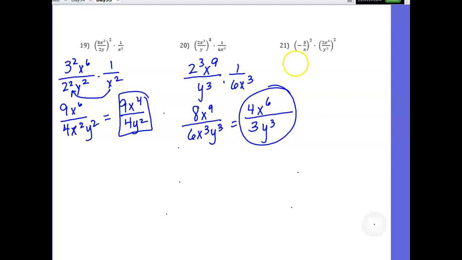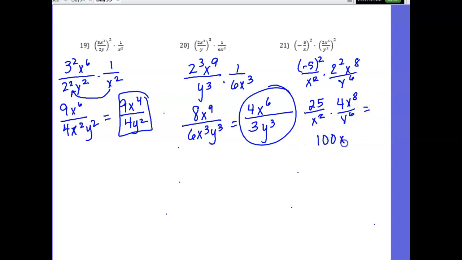And finally, number 21, we have negative 5 squared divided by x squared times 2 squared, and that would be x to the 8th divided by y to the 6th. So we'll evaluate the negative 5 squared and get 25 over x squared times 4 x to the 8th divided by y to the 6th. We go straight across, we get 100 x to the 8th divided by x squared y to the 6th, and then final step, we divide x to the 8th by x squared, which is x to the 6th, and that would be divided by y to the 6th.